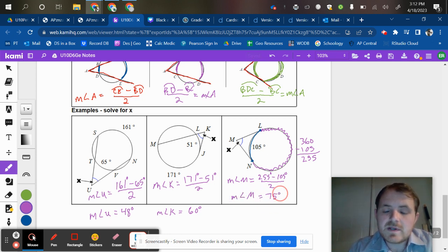degrees. So again, looking back, if we have an angle on the outside, we're going to subtract and then divide by 2. If we have an angle on the inside, we're going to add up those two arcs, divide by 2. If we have an angle on the circle, we're just going to cut the arc that it makes in half.